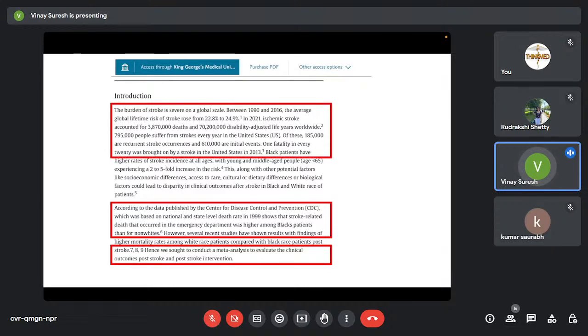So this is another meta-analysis that I had authored, and you can see the different components of the introduction which I just mentioned. So initially, we introduce what it is, the global burden, the epidemiology, and the known information which is already published in literature regarding it. And in the end, you can see we've written that hence we sought to conduct a meta-analysis to evaluate the clinical outcomes post-stroke and post-stroke intervention. So we clearly are describing what we intend to do, right? So that's how an introduction should end ideally.